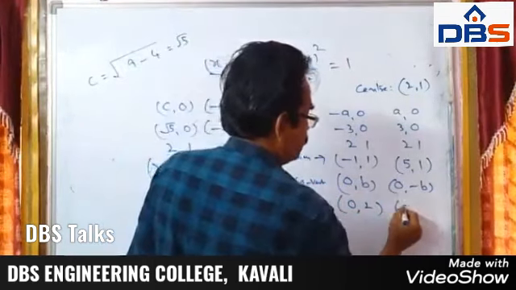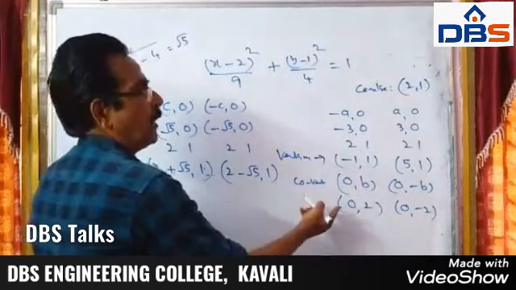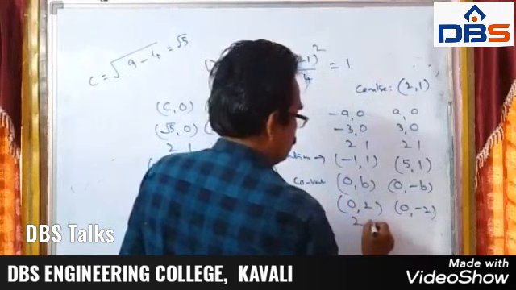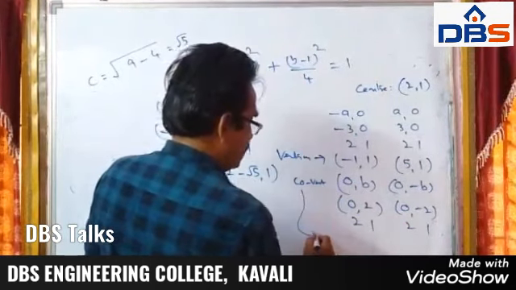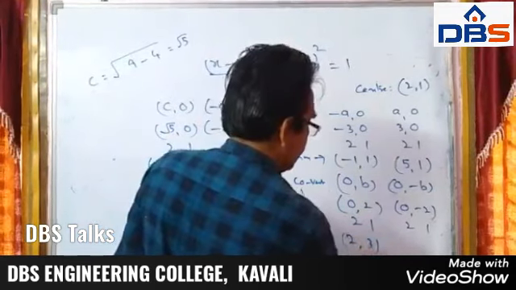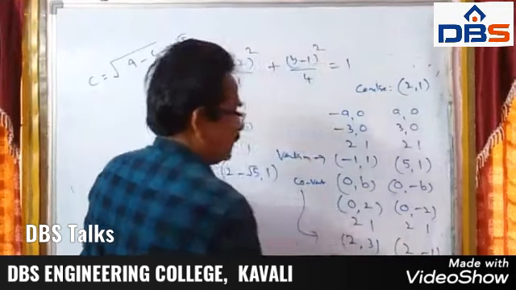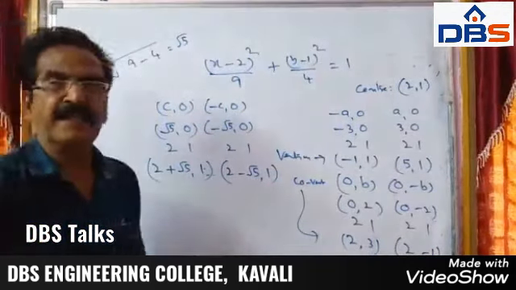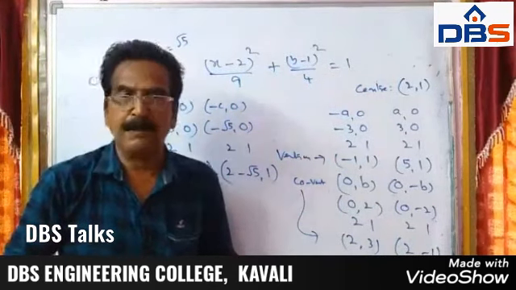And (0, minus 2). So now we have to add the center (2, 1) to this. And the final co-vertices are 0 plus 2 is 2, 2 plus 1 is 3, and here 2 minus 1. These are the co-vertices of the given ellipse. Okay, friends, shall do one more problem.